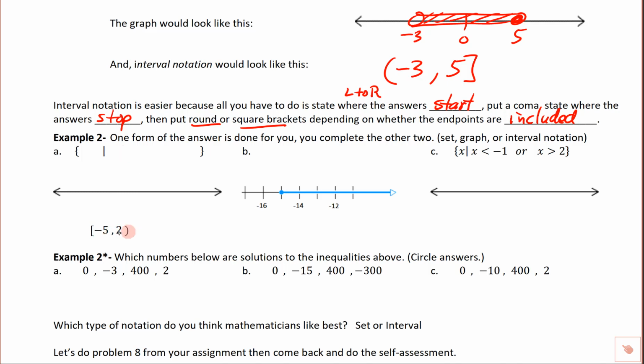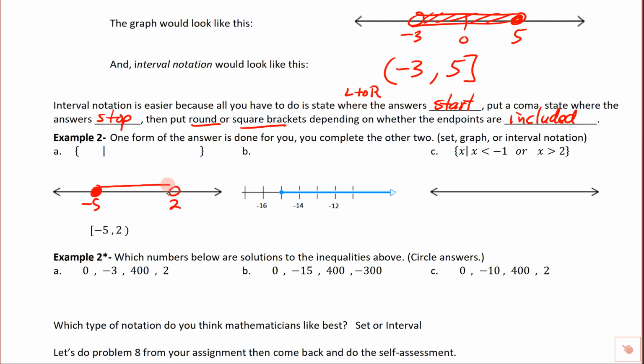Let's go from interval notation to a graph of this. So -5 is on the bottom. We're going to circle that. 2 is on the top. We're going to circle that. Notice the square bracket around the -5, so that one is included. Notice the open bracket, the round bracket around the 2, so that one's not.